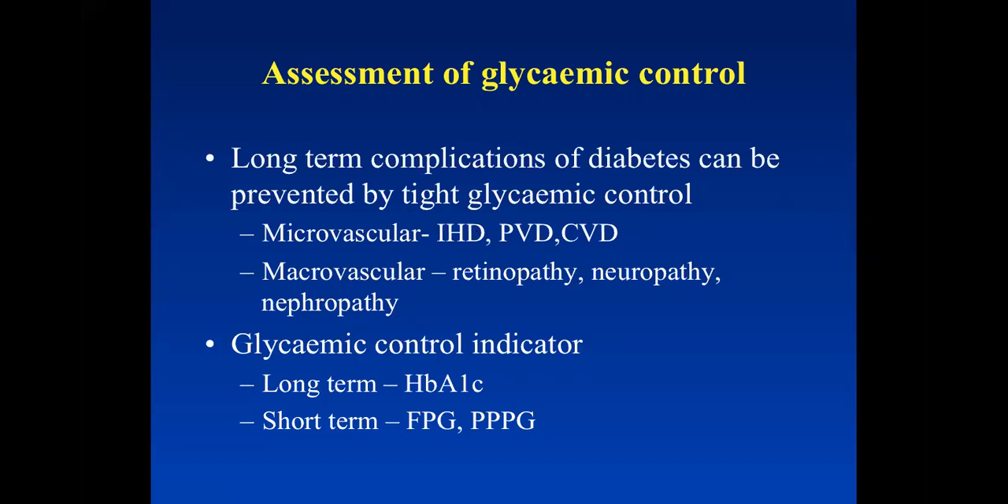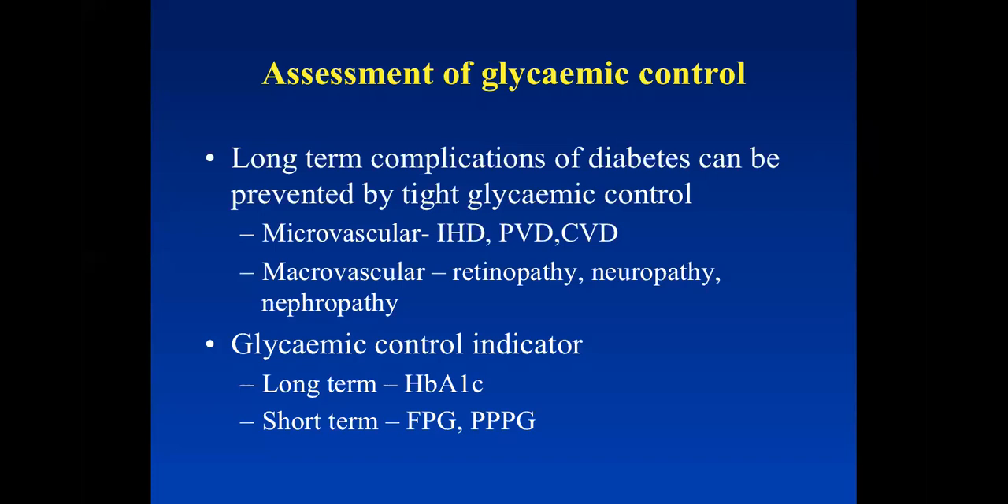To prevent these complications happening, or rather to delay these complications happening, you have to have very good glycemic control in the patient. So how do we monitor whether the patient is having good glycemic control? It is by doing the same test. It is either HbA1c or fasting or postprandial plasma glucose. Okay, but HbA1c measures the long-term glycemic control.